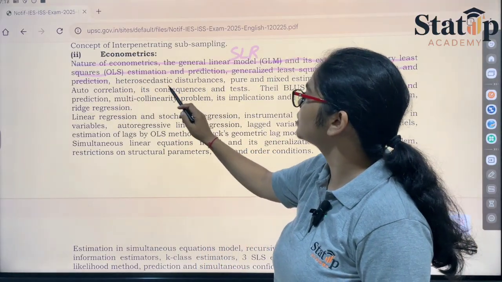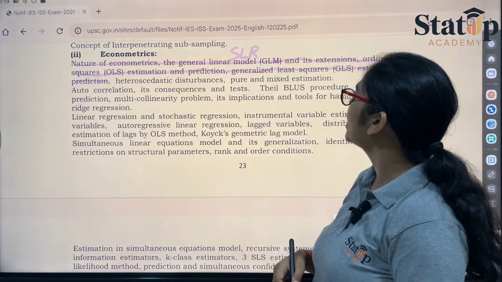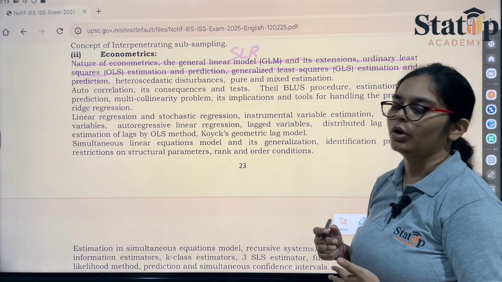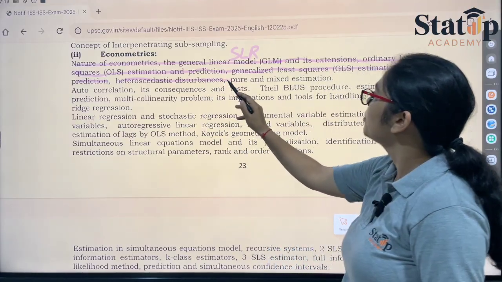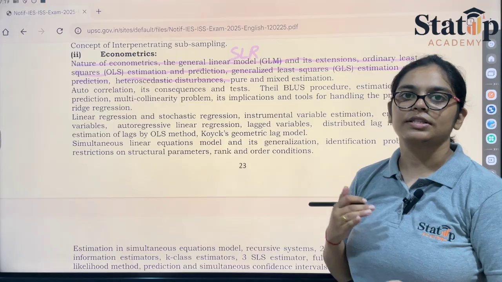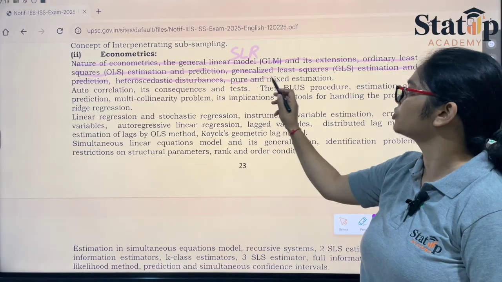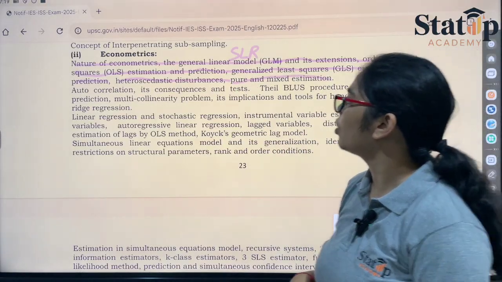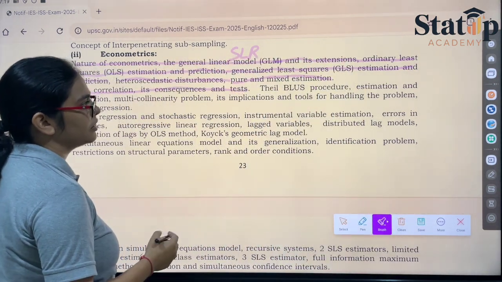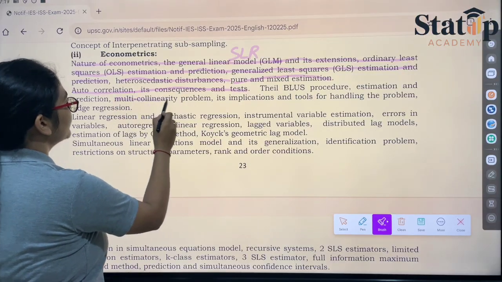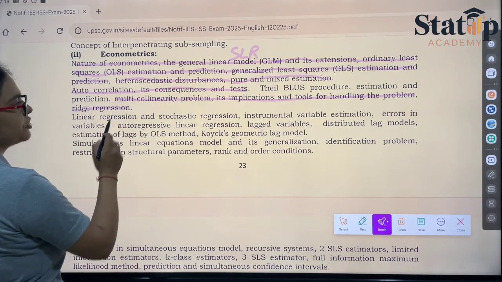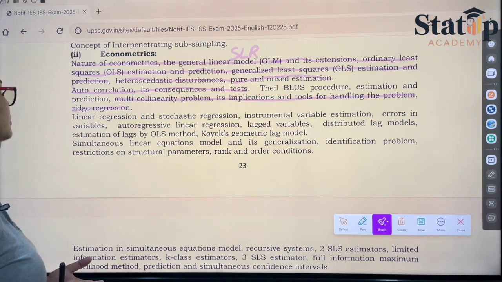Now, heteroscedastic disturbances. We have already discussed what heteroscedasticity is and how it affects our model. So this also we have covered. Pure and mixed estimation also we have covered, where we discussed the simple linear regression model and multiple linear regression model. Now, what is autocorrelation, its consequences and tests? We have done this as well. And the multicollinearity problem and its implications and tools for handling the problem, and ridge regression. This also we have completed in our course.